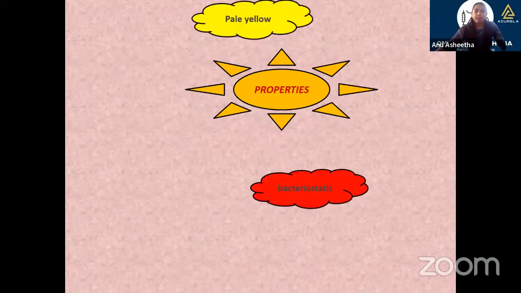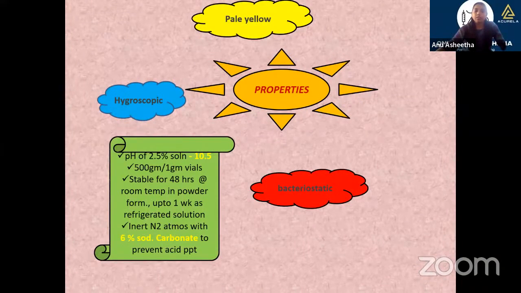Now coming to the properties. It is a pale yellow powder. Hygroscopic means it attracts water. So it is always stored in an inert atmosphere of nitrogen, with 6% sodium carbonate to prevent acid precipitate crystal formation. They are highly alkaline. Even the 2.5% solution itself has a pH of 10.5.